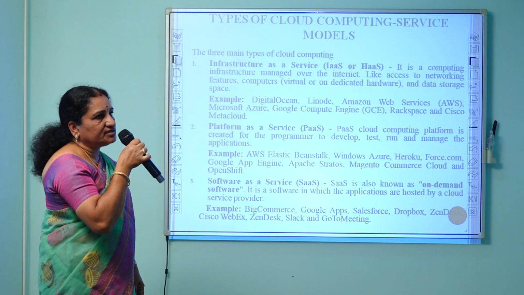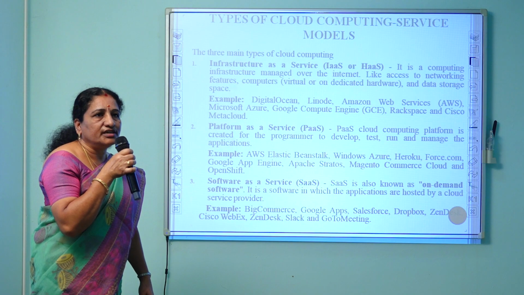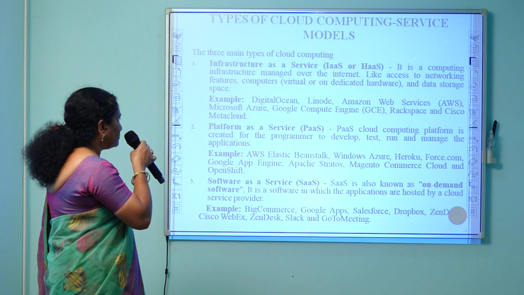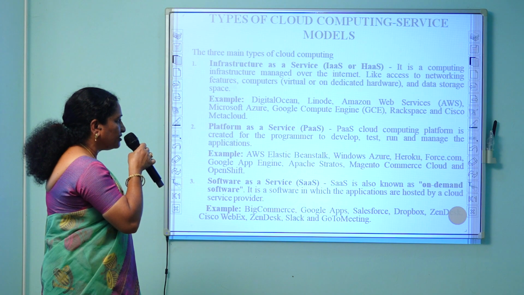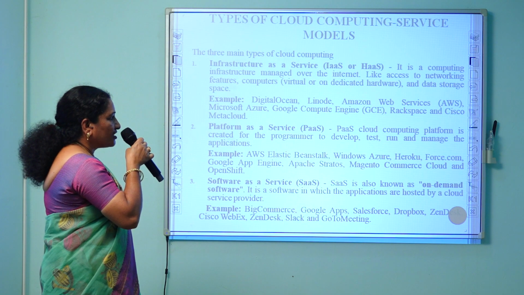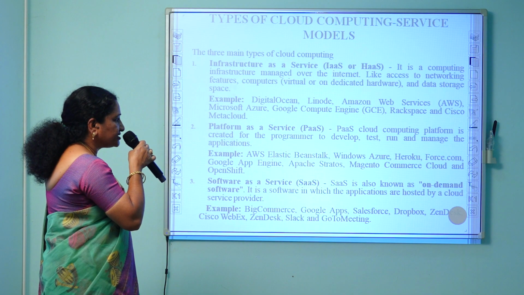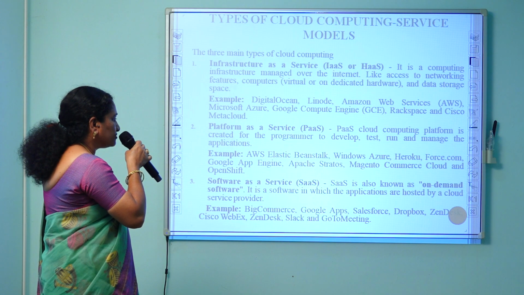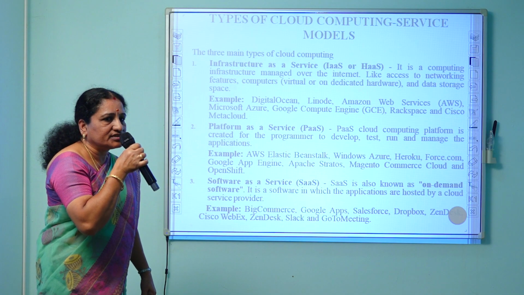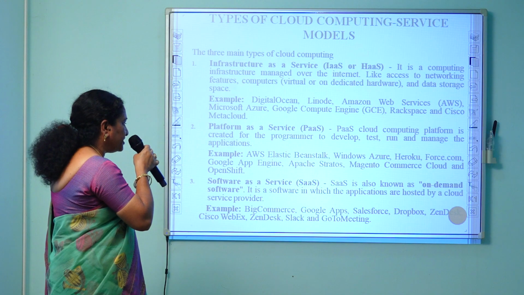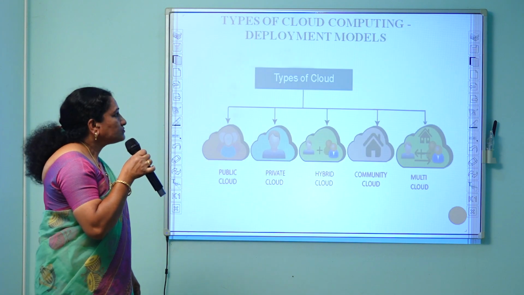Platform as a service means the cloud service providers provide the running environment to the end users. Examples for platform as a service are AWS Elastic Beanstalk, Windows Azure, Force.com, Google App Engine, etc. Software as a service provides the software or applications to the end user. Examples for SaaS are BigCommerce, Google Apps, Salesforce, etc.